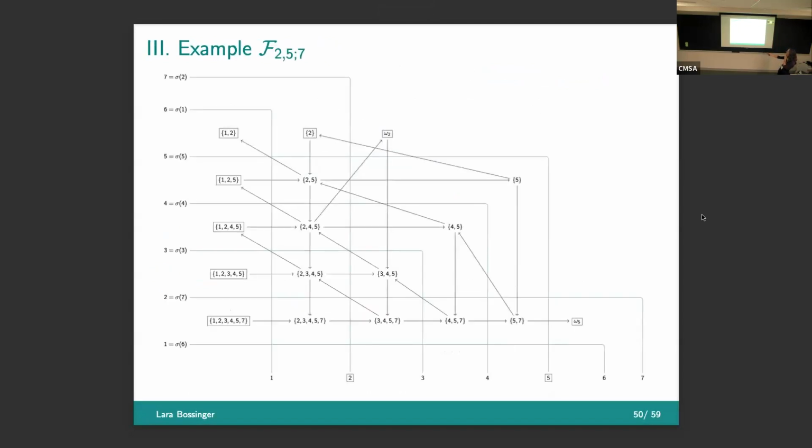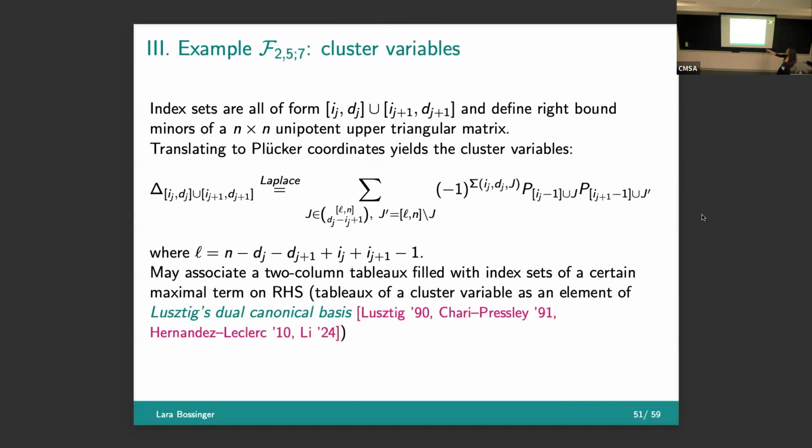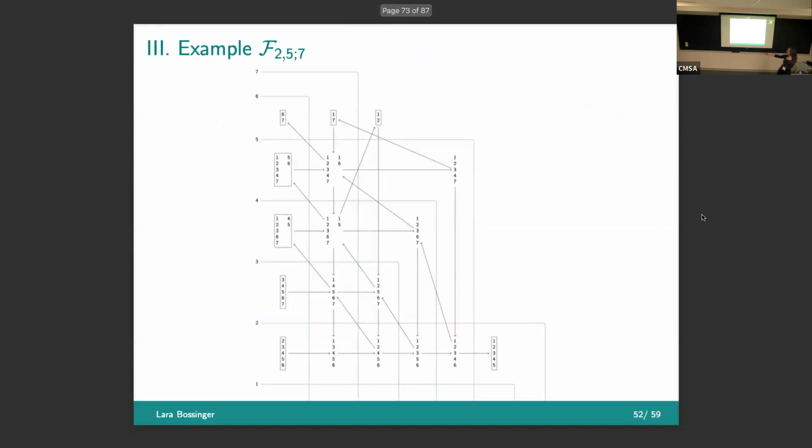So I have to consider them as minors of the full n times n matrix. And then I get this translation expressing them in terms of Plucker coordinates. Then I use this trick to give you a combinatorial datum for every Plucker coordinate, but there's also a character formula given a tableau that will actually compute the expression back for you. So it's a very nice combinatorial gadget that we can use here.